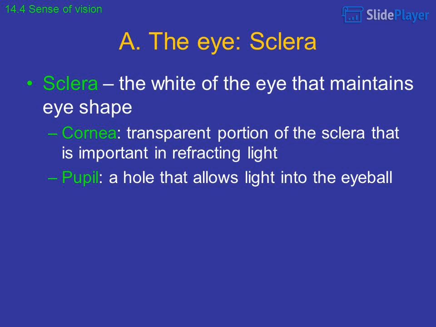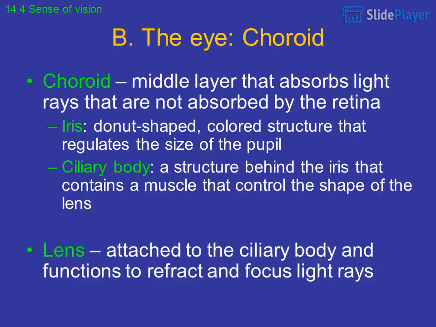14.4 Sense of vision. A. The eye, sclera. Sclera, the white of the eye that maintains eye shape. Cornea, transparent portion of the sclera that is important in refracting light. Pupil, a hole that allows light into the eyeball.